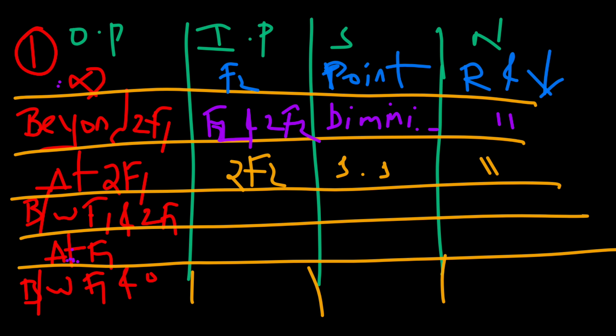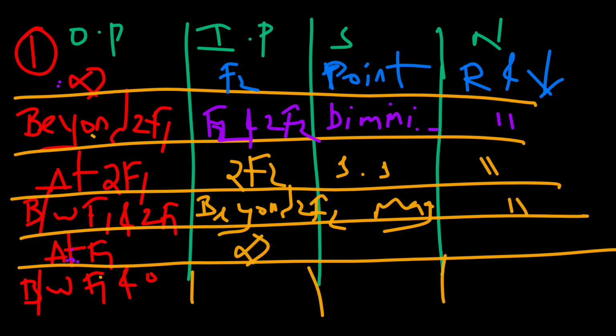Between F1 and 2F1, the object has been placed, and the image is formed beyond 2F2. Same thing here. Beyond 2F2, it is a little bit magnified, real and inverted. At F1, the image is at infinity. If you observe these points, these two and these five, they both get interchanged. They are highly magnified or highly enlarged, real and inverted.